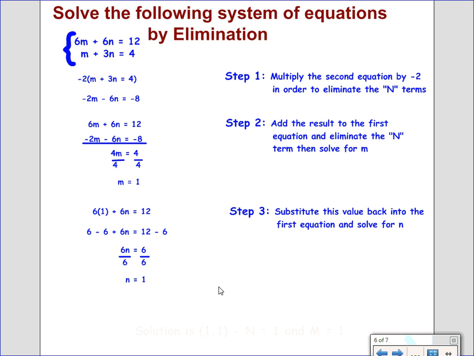The solution for my system now, I find, is 1, 1. N equals 1 and m equals 1. Let's check. 6 plus 6 is 12. 1 plus 3 is 4. So that is a solution to this system.